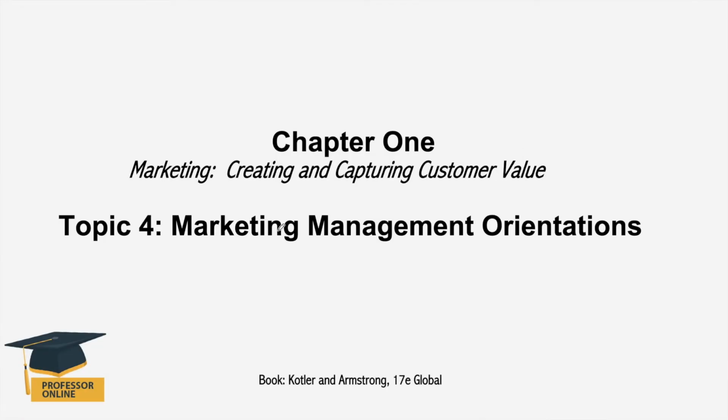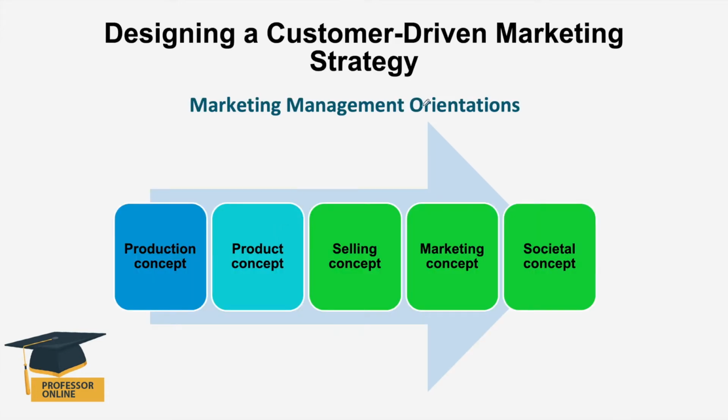Topic 4 of the first chapter of Principles of Marketing is Marketing Management Orientations. It's an important topic, and you need to understand an overall view of marketing management orientations. People do ask me in my classes what exactly this term means. In simple words, it actually reflects the mindset of the CEO of an organization. There are different concepts, so there are different orientations. It starts from production concept, then there is a product concept, selling concept, marketing concept, and societal concept.